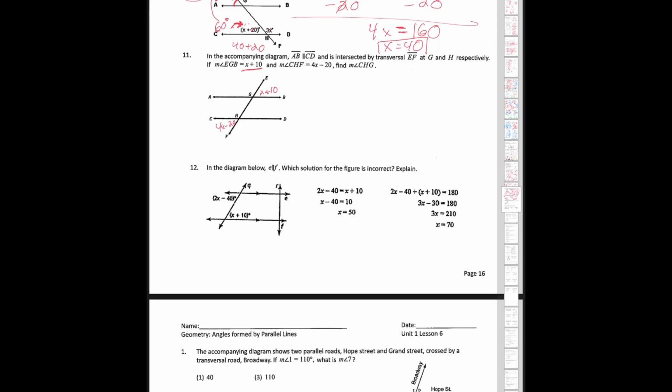So before we even go further, what can we tell about the relationship between those two angles? We know they are alternate exterior angles and they are congruent. So we're looking for angle CHG. So CHG would be here. So first thing I need to do is set these two equal to each other on the outside, and then these two are supplementary. So subtract that from 180 after I plug in x. So if I set them equal, I have x plus 10 is equal to 4x minus 20.